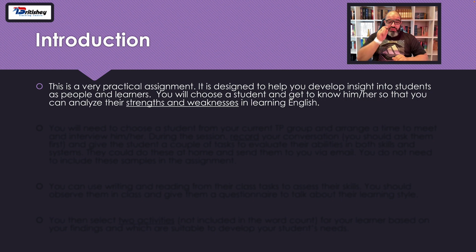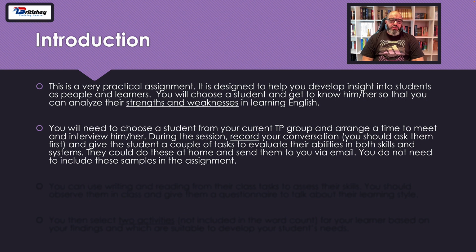Fine. Right. Now let's go to this part here. You will need to choose a student from your current TP group. Now this is a very important part. A student from your current TP group. What does that mean? On a CELTA course, sometimes we have 12 candidates, and I mean by candidates, teacher students. And we divide those teachers into two groups, 6 and 6, right? Good. And for example, 6 candidates teach elementary students and 6 candidates teach intermediate students or other levels.